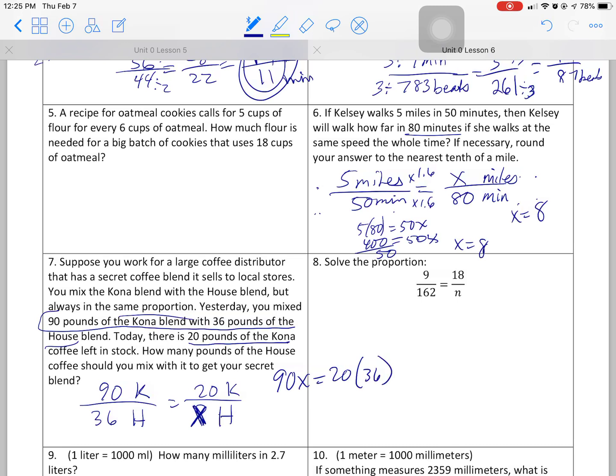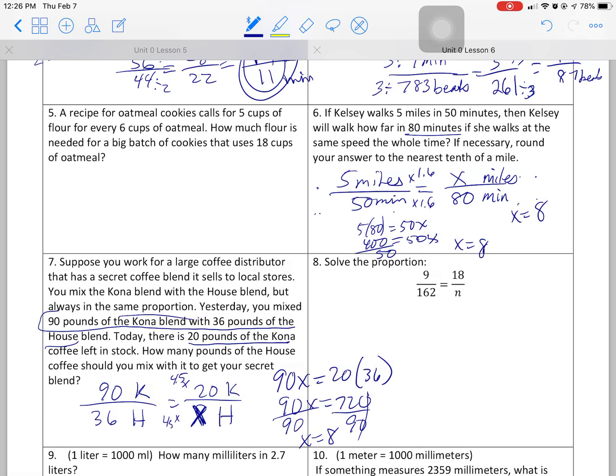20 times 36 is 720 divided by 90, x equals, you can reduce them, let's see, 720 divided by 90 is 8. Wow, that's also 8, so let's check doing it the other way. 90 divided by 20 is 4.5. So 20 times 4.5 gets you that.